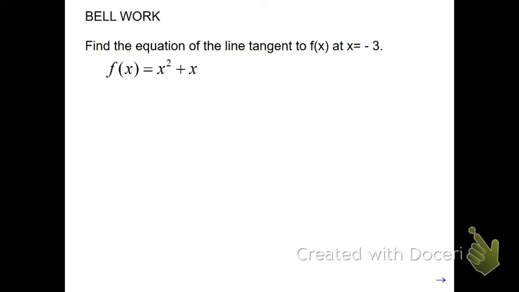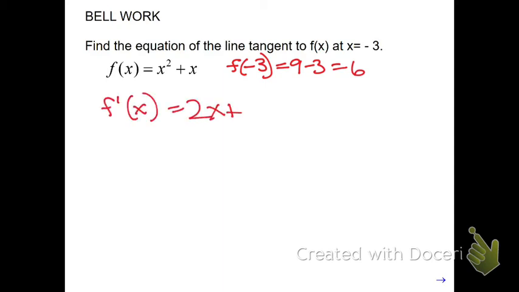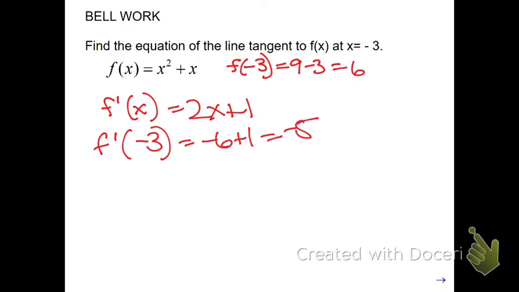Okay, equation of a tangent, we need a point and we need a slope. To get the point, plug into the original function. We would get 9 minus 3, or 6. To get the slope, plug into the derivative, 2x plus 1, plugging in the negative 3. You get negative 6 plus 1, or negative 5. So the equation of the tangent is y minus y1 equals m times x minus x1.